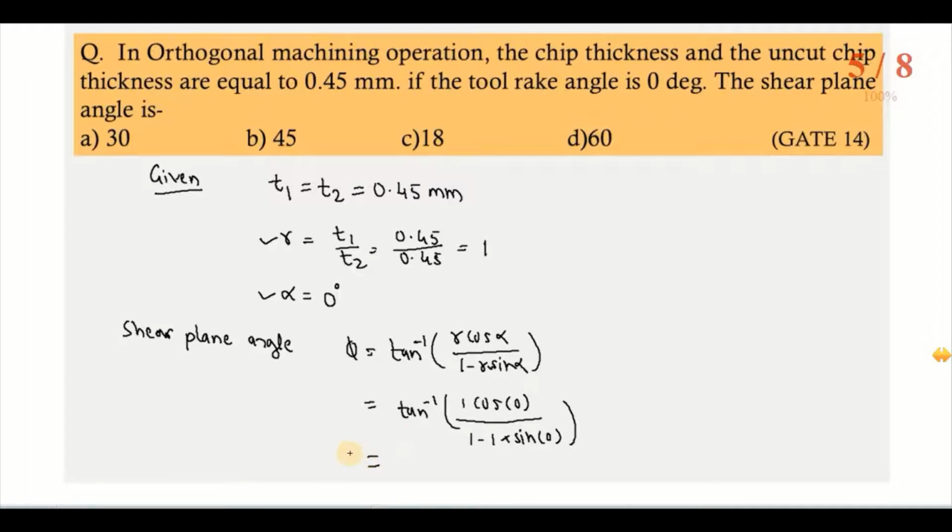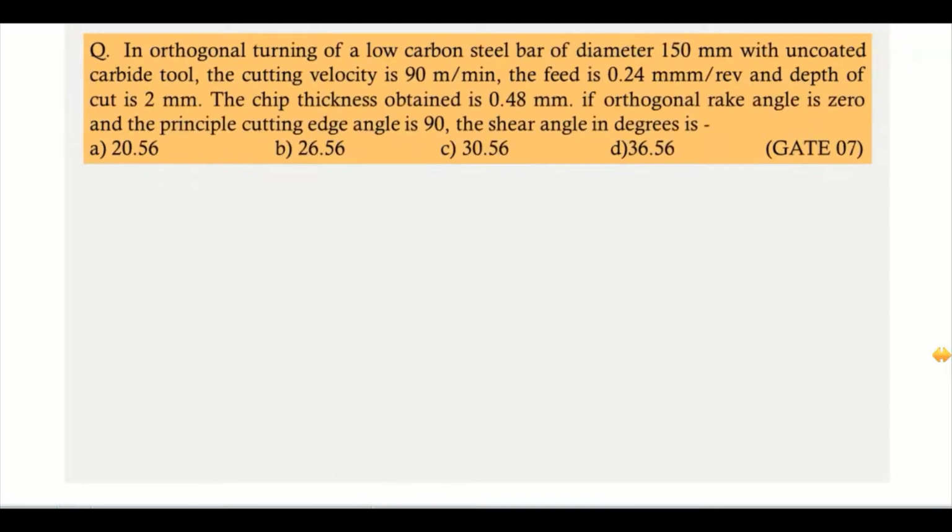So solve this equation, put this value in the GATE virtual calculator, then if you solve it, you are getting the angle as 45 degree, which is option number P. So these are very simple, but you have to know what the equations are and what values you have to take. Now we will move forward to the next numerical.